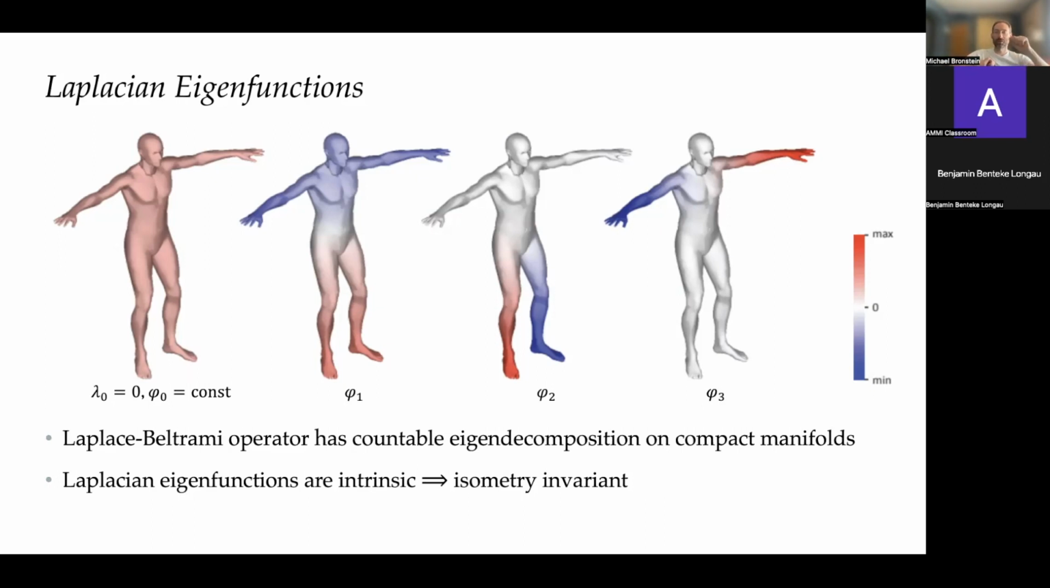So how these eigenfunctions change from positive to negative values will increase. What is important is that these eigenfunctions are intrinsic. As a result, they're isometry invariant. So if I bend this human, nothing will change, right? So the eigenfunctions will look the same.